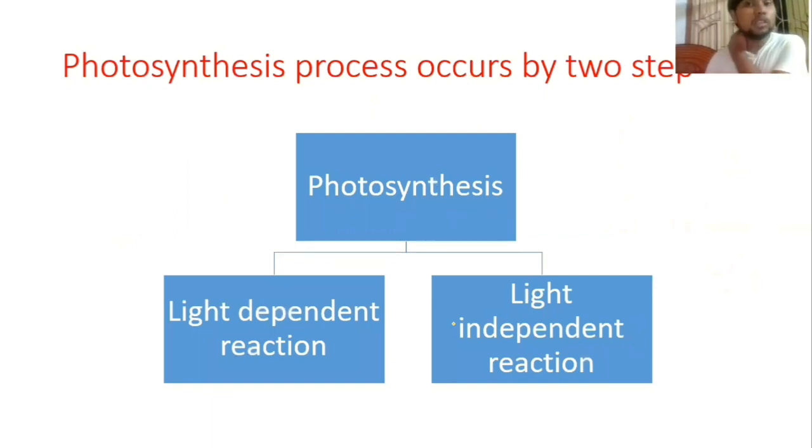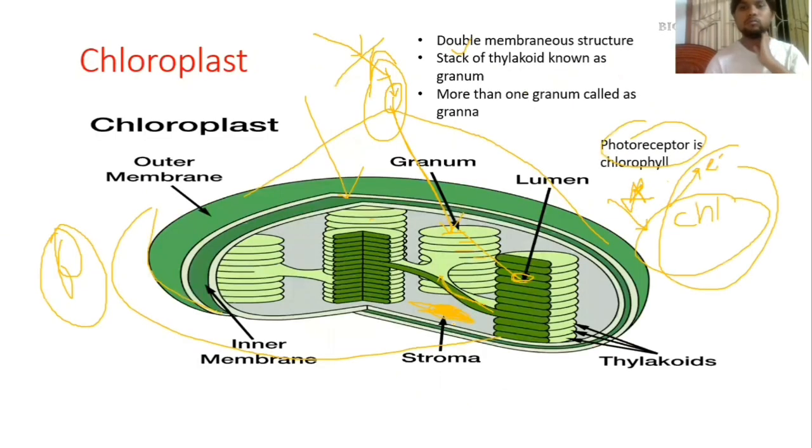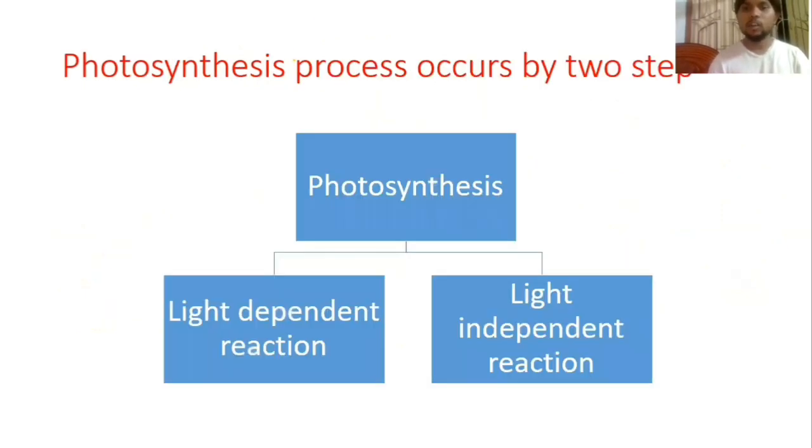Now coming to photosynthesis. Photosynthesis occurs in two steps: the light dependent reaction and the light independent reaction. What we discussed here, all of this happens in the light dependent reaction. Light hits the upper epidermis, goes inside the mesophyll cells, then goes into the chloroplast, where light is absorbed by the chlorophyll. It gets excited. So this is all the light dependent reaction. It happens in the presence of light.